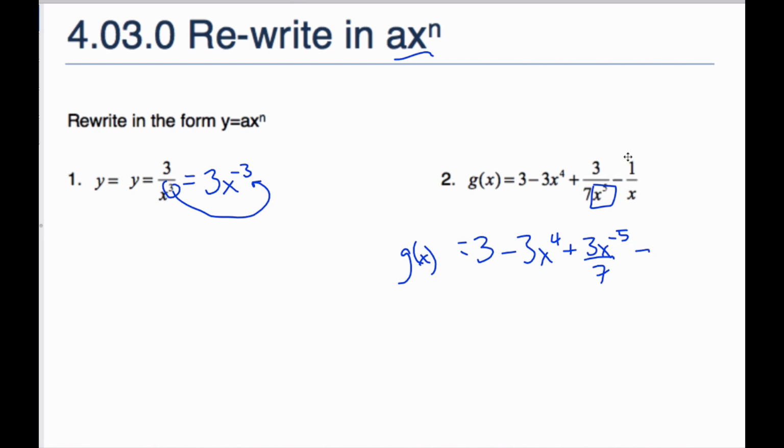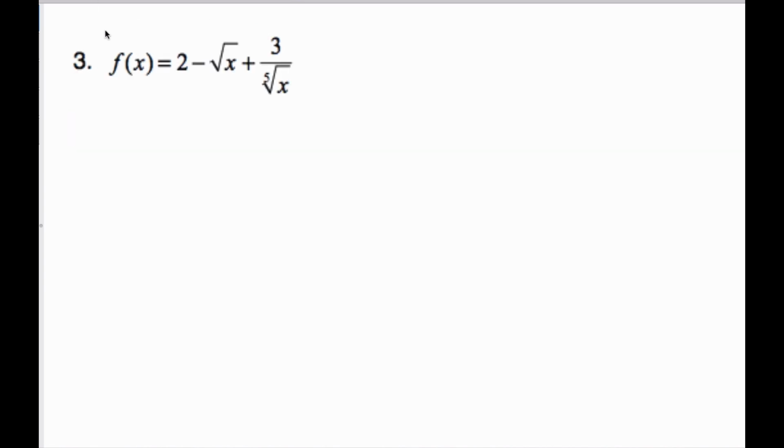Similarly, I've got 1x. Well, there's a 1 on this exponent, and when I move it to the top, it becomes negative 1. And so I just move everything to the top, and so I have all these on the top of the numerator. Let's try a couple more here.